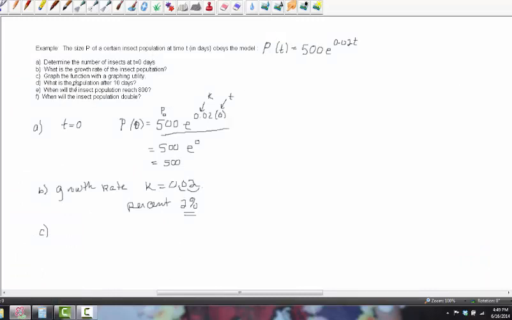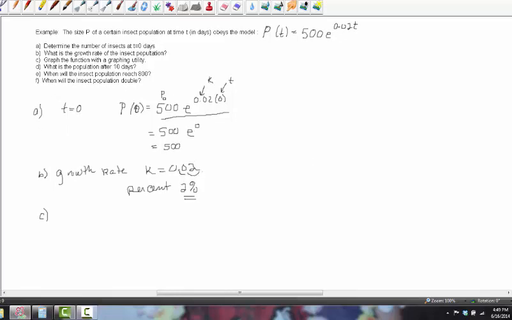Okay, so what is the population after 10 days? So what is the population size? Again, we're looking for P. So P is equal to 500 times e to the 0.02, this time after 10 days, so I sub 10 in for t.